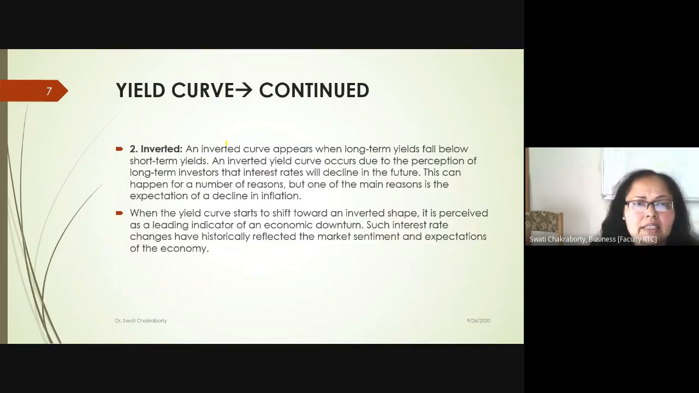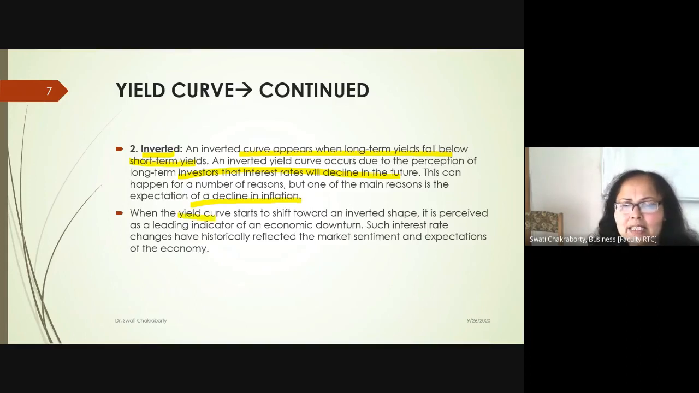The second type that we have is the inverted curve. An inverted curve appears when long-term yields fall below short-term yields. And when does this happen? When we have the perception that interest rates will decline in the future where long-term investment is concerned. Those who want to invest for the long term feel, looking at the present scenario, that interest rates are going to decline in the future. It can happen for a variety of reasons, but the main reason is the expectation of a decline in inflation, so it's going towards deflation.